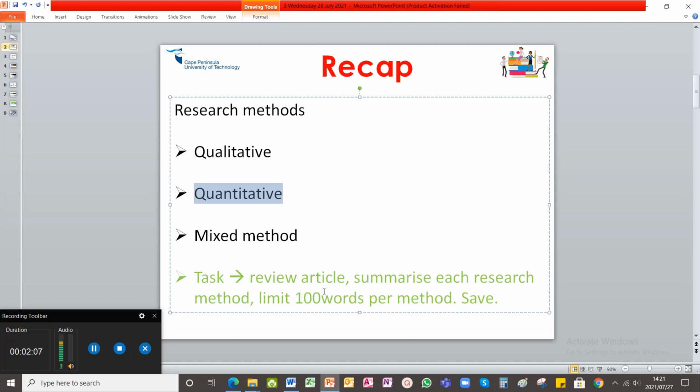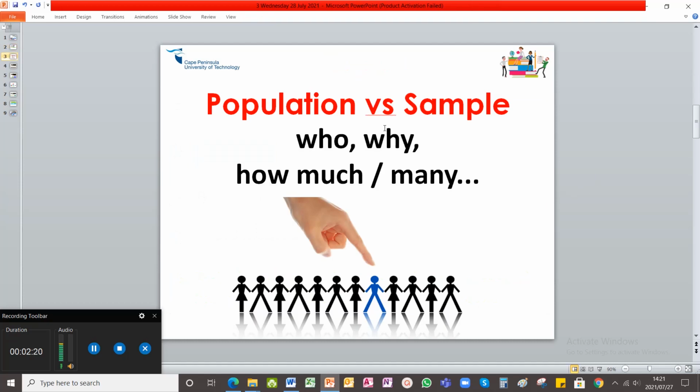If you did your reading and your research, you will know quantitative deals with numeric and qualitative deals with spoken word or what people have to say. So your population, in summary, is basically everybody that you are looking at. If you look at the simple picture, this is everybody. But out of everybody, you're only going to choose this one person to gather information from. So who is that person? Why have you chosen them? And why have you only taken one?